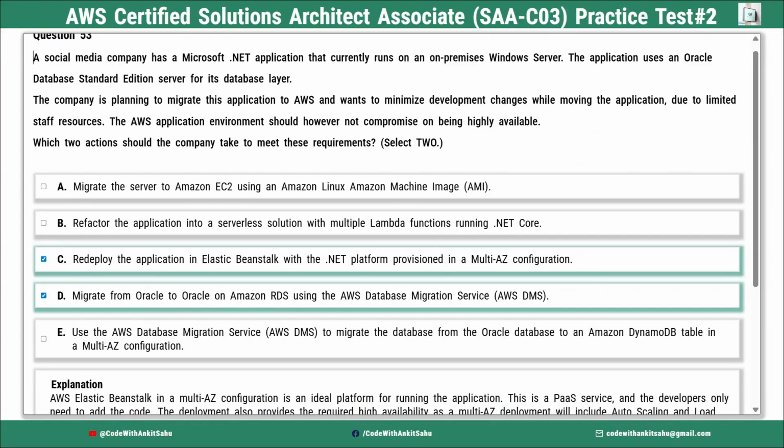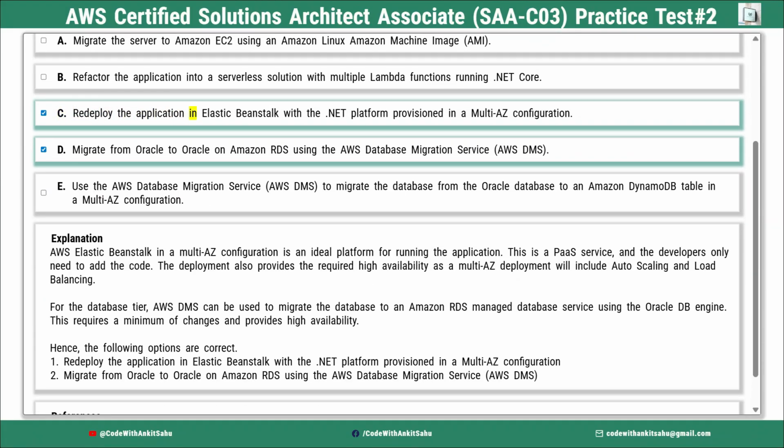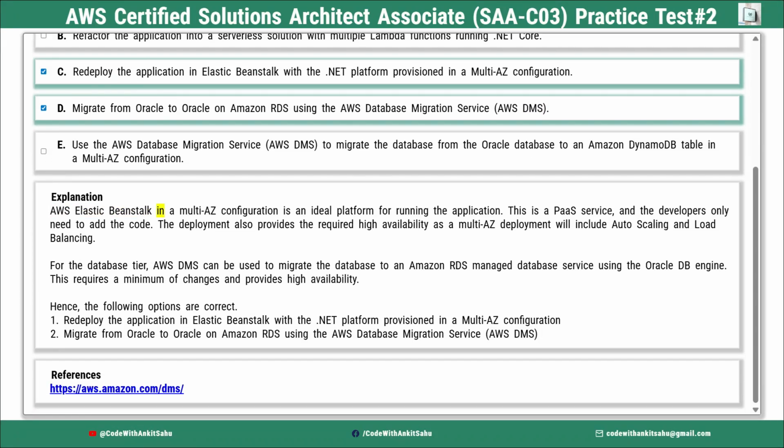Correct answer. Option C. Redeploy the application in Elastic Beanstalk with the .NET platform provisioned in a multi-AZ configuration. Option D. Migrate from Oracle to Oracle on Amazon RDS using the AWS Database Migration Service, AWS DMS. Explanation: AWS Elastic Beanstalk in a multi-AZ configuration is an ideal platform for running the application. This is a PaaS service, and the developers only need to add the code. The deployment also provides the required high availability, as a multi-AZ deployment will include auto-scaling and load balancing.